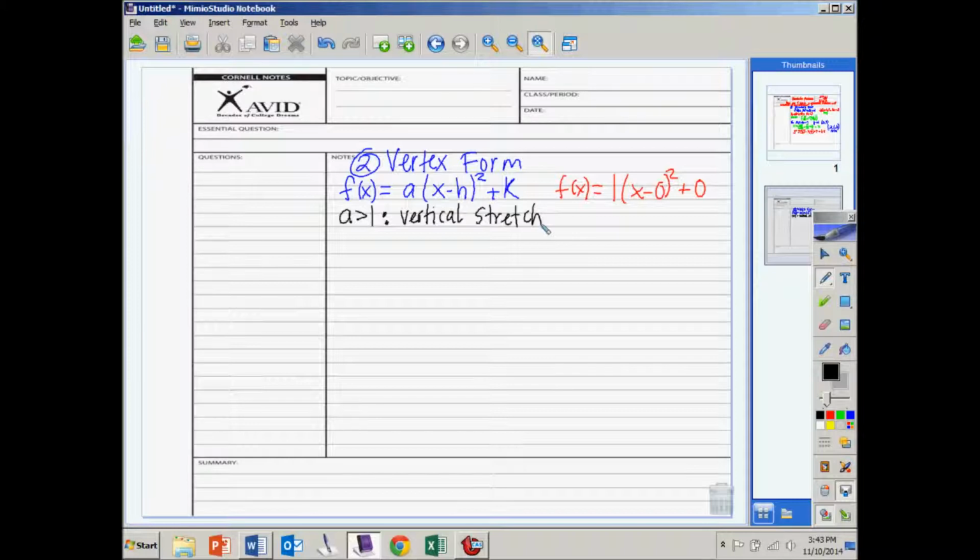It's not a stretch if it's less than 1. If a is between 0 and 1, it's a compression. Think about going in reverse order, like when I was a baby, I was a little short and chubby. So you're shrinking, going back and back, saying, oh, I was short and chubby.